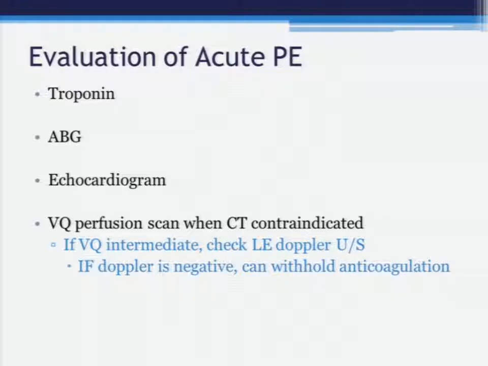An echocardiogram is also helpful. It helps to further evaluate possibly the degree of RV or right-sided heart failure that may be occurring in the setting of the PE. And a VQ perfusion scan, when a CT is contraindicated, if the VQ is intermediate, definitely check a lower extremity Doppler ultrasound. If the Doppler is negative, you could withhold on anticoagulation.